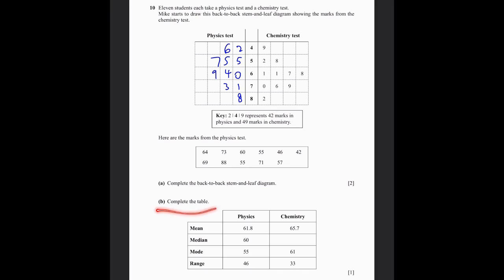B. Complete the table. We need to find the median for chemistry. We can use a traditional striking method, which is lowest off and then highest off. And then just do that till we end up with a particular answer, which in this case, the middle number is 67. That's the answer.